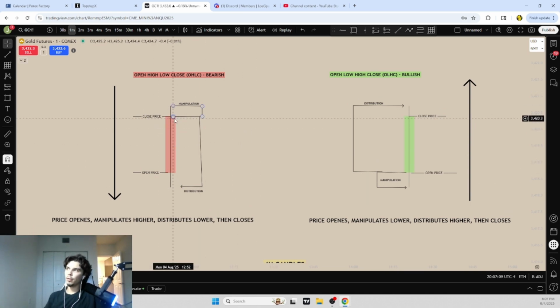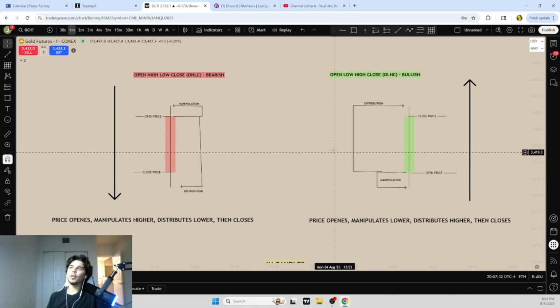We open. Hold on. There we go. Okay. We open. We manipulate higher, putting in the high of the candle. We come all the way down, put in the low, right? When we distribute, we put in the low, and then we finally retrace just a little bit and close. Now, I understand some candles will close like this. They won't put a wick in, but in this scenario, we're just going to focus on this, right?